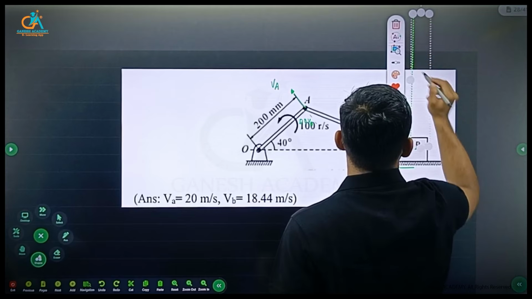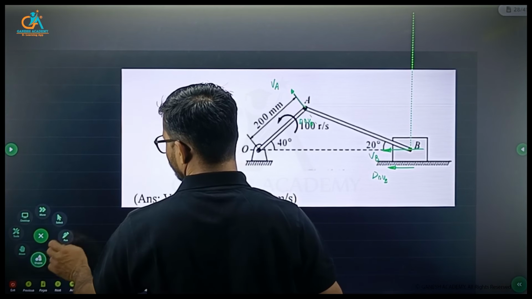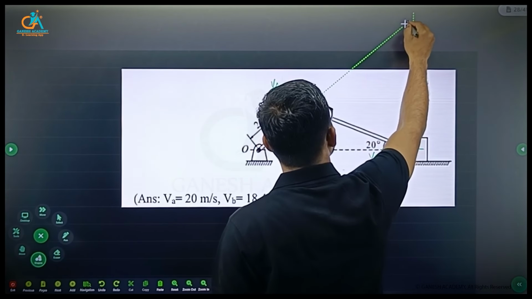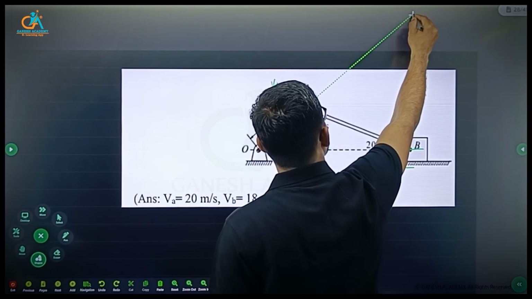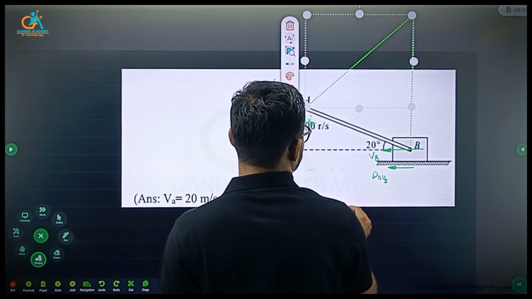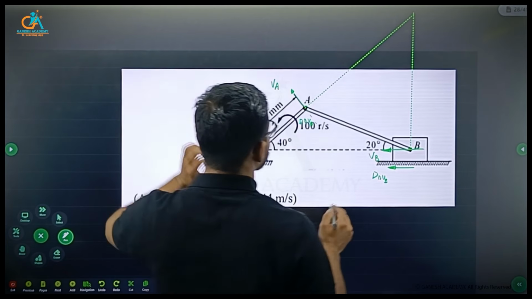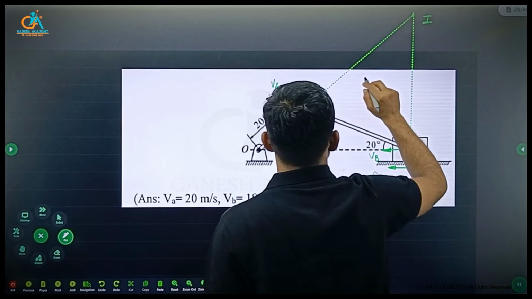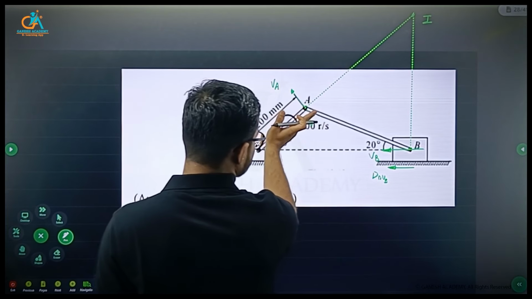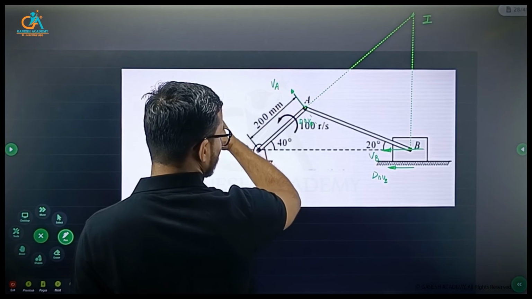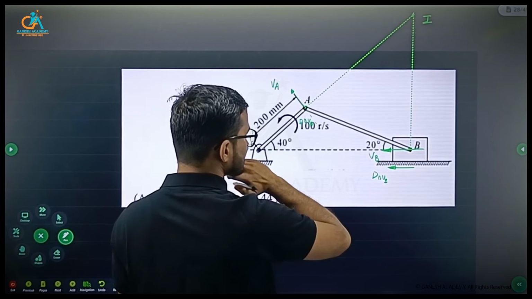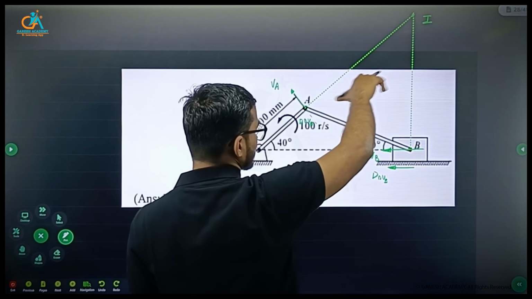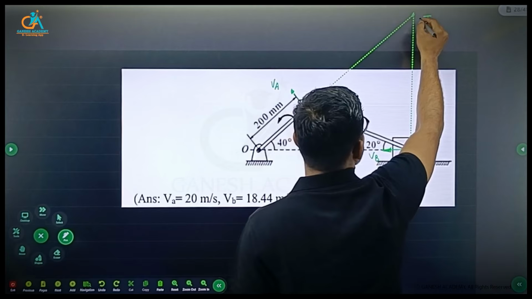Okay. Then in the same way, draw perpendicular through point A. This intersection point is going to be the instantaneous center of rotation. So as this OA is in anti-clockwise sense, rotation of this OA is anti-clockwise, this rod AB performs the general plane motion.